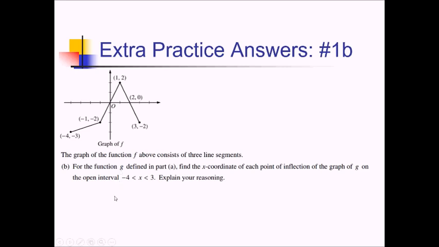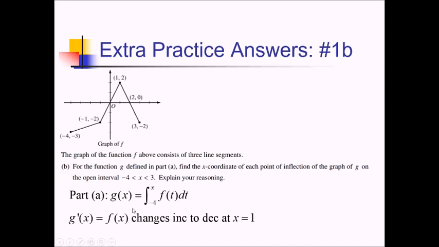So here again is the g function from part A. Now the key on this, since we're talking about g prime, is recognizing because of the FTC here, g prime of x equals f of x. We didn't actually write that explicitly yet, so let's write it now. So f of x, also known as g prime of x, changes from increasing to decreasing, reverses directions, at x equals 1. And that's the only place that we're reversing directions. So therefore, that means that g has a point of inflection at x equals 1.